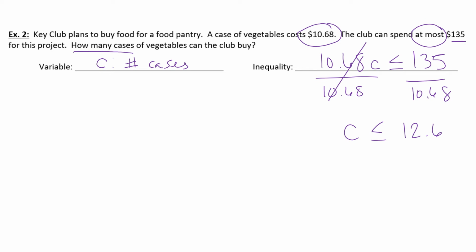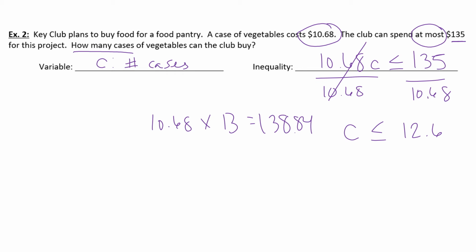Okay, well, again, they're not gonna buy 0.6 of a case. They're gonna buy cases at a time. So if I have, say, that 0.6 would mean that I would round it up to 13. But if I take 10.68 times 13, that's too much money. That's 138.84. So they can't spend that. They can only spend the 135 or less.